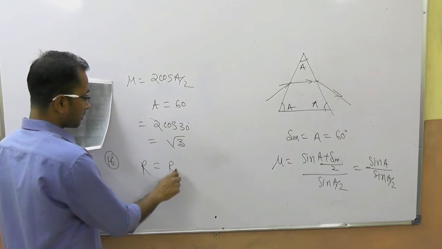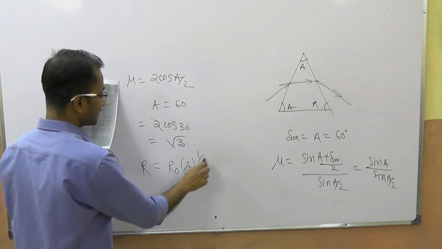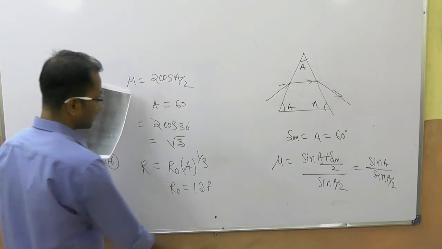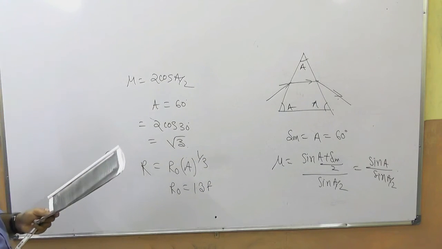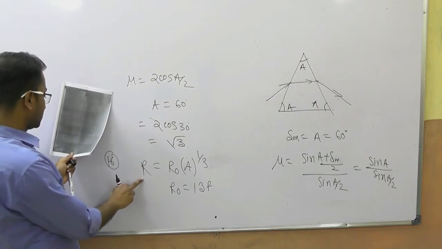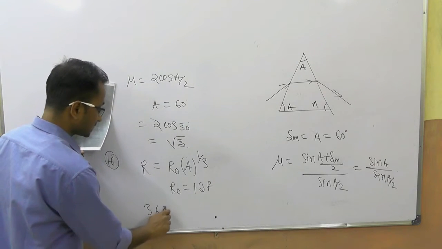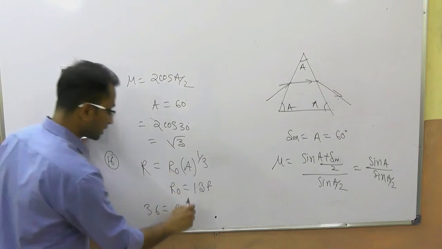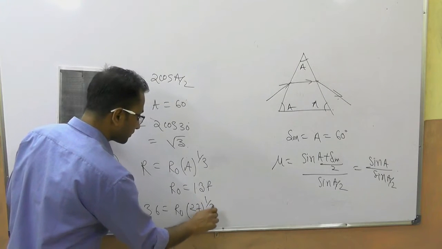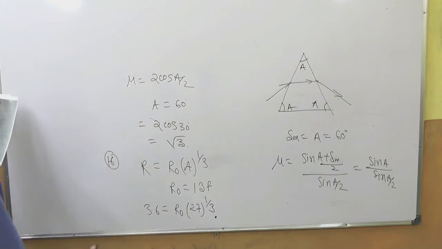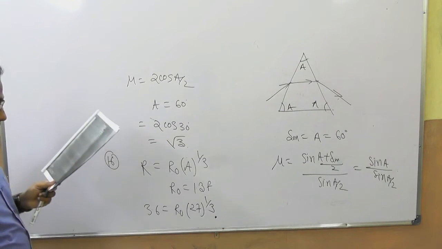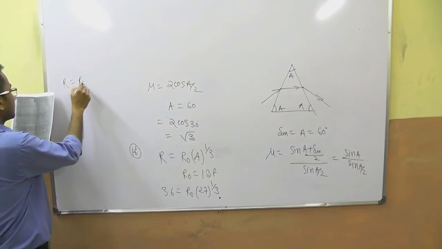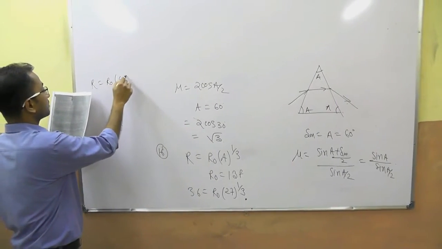R is equal to R naught A raised to 1 by 3. R naught is a constant, 1.3 Fermi. For aluminium, the nuclear radius is given as 3.6 Fermi, and A is the mass number. The mass number of aluminium is 27, raised to 1 by 3. Now we have to find the nuclear radius of copper. So R is R naught times the mass number of copper, 64, raised to 1 by 3.